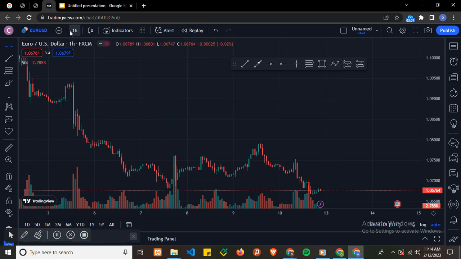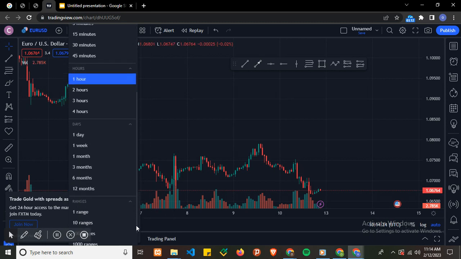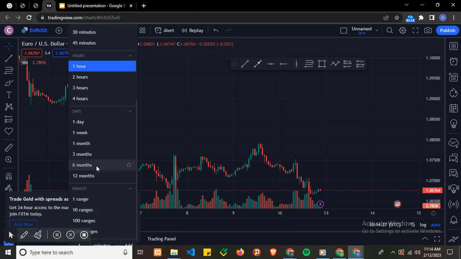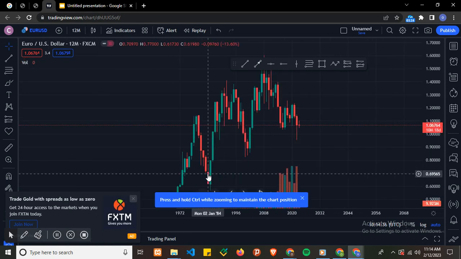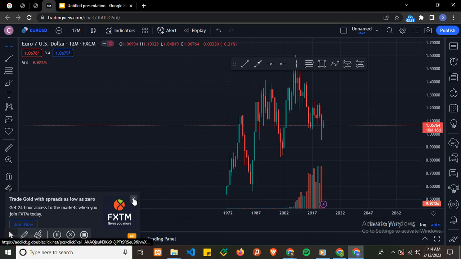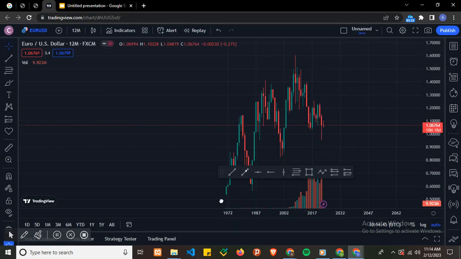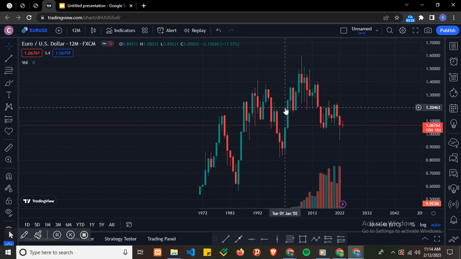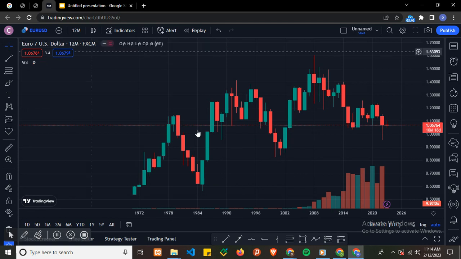Okay, now let's start with the highest time frame, which is the monthly. I think I can even go higher to 3 months, 6 months, 12 months. Let's start with 12 months then. Let's see what's happening. 12 months is 1 year, approximately. This is what is happening on the 12 month time frame, that's the 1 year time frame.